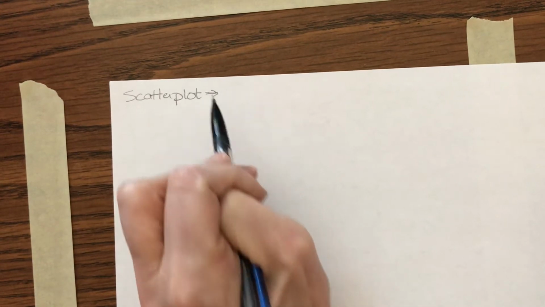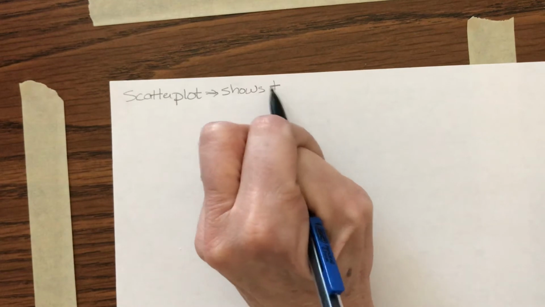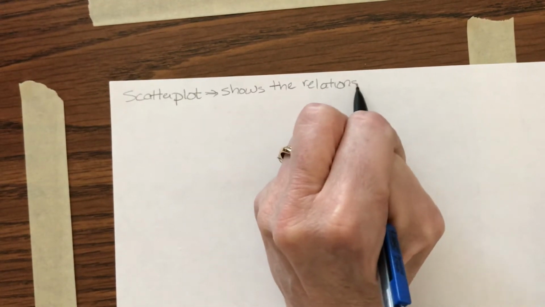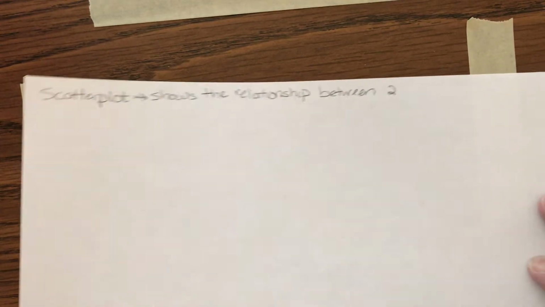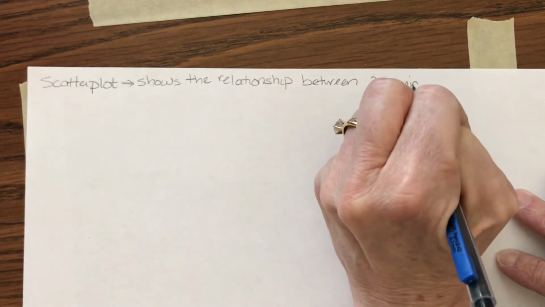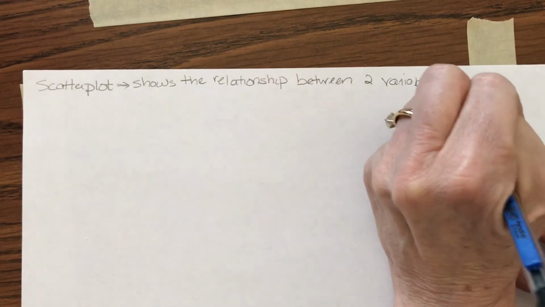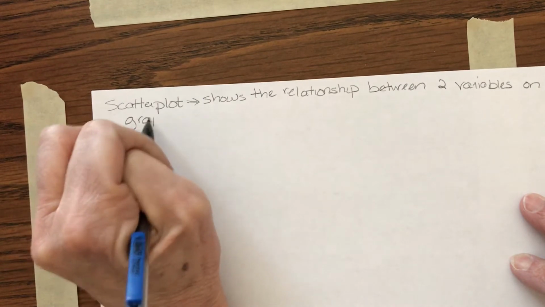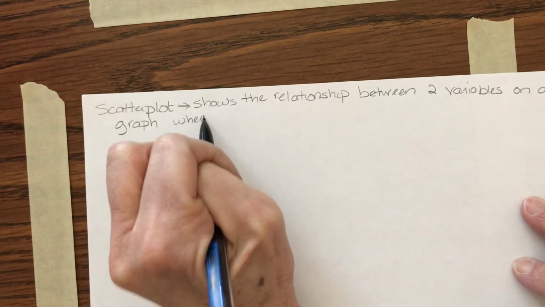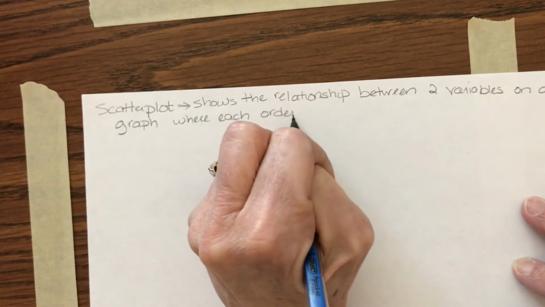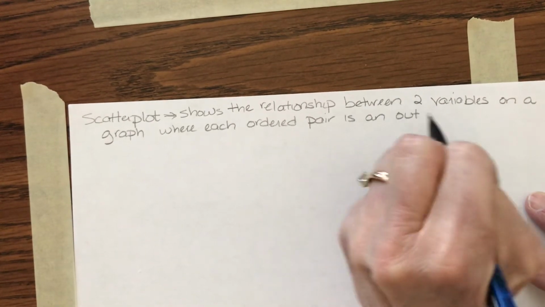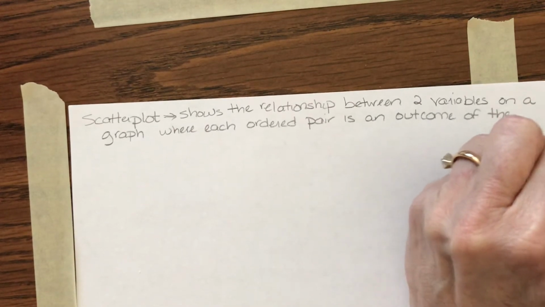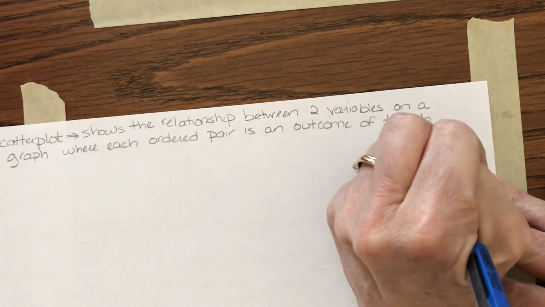And all that a scatter plot does is it shows the relationship between two variables on a graph where each ordered pair is an outcome of the data. Okay. You guys probably are pretty familiar with scatter plots.